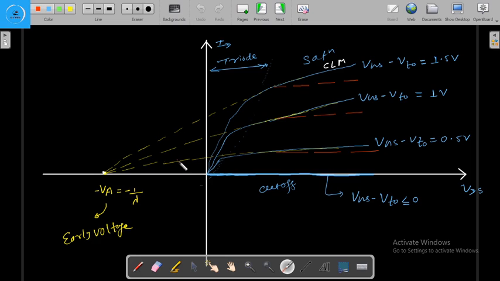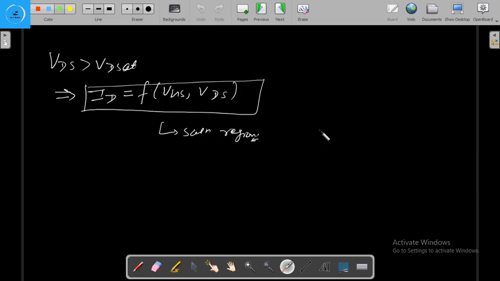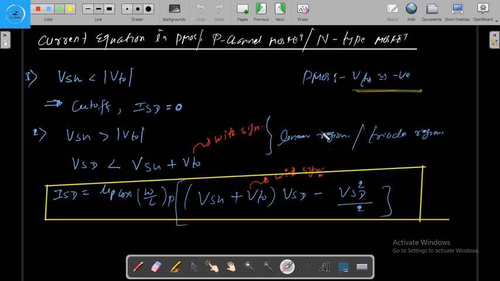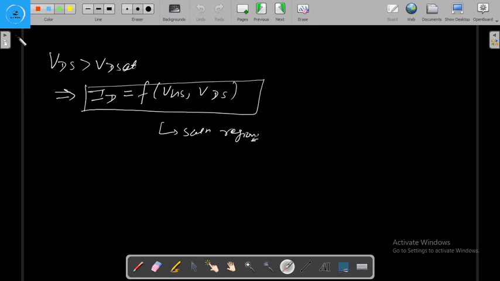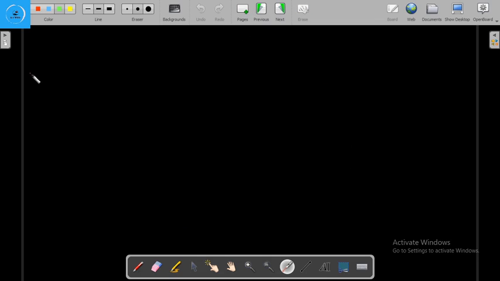Now after seeing this, we will see what the drain to source resistance will be in the linear region as well as in the saturation region. Okay, so let's see here. Now we are going to see the resistance in the linear region as well as in the saturation region.